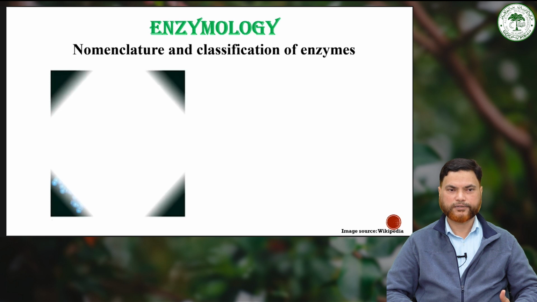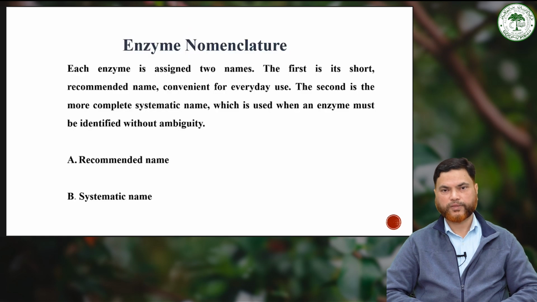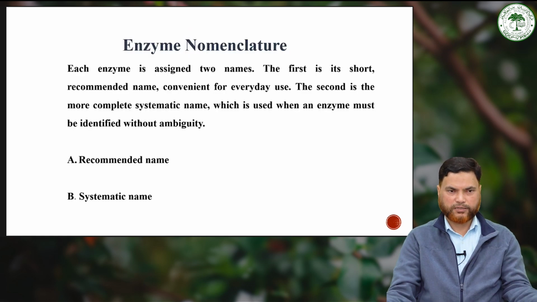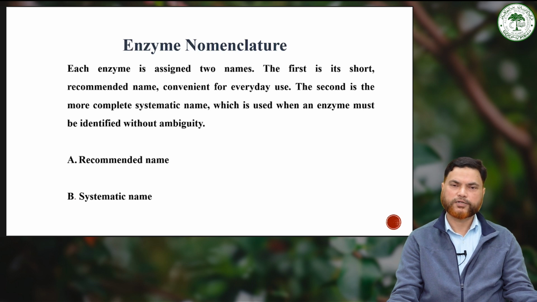So, you see that an enzyme is basically designated with two names. The first is a very concise recommended name suitable for generally daily use, and the second is a more detailed systematic name, utilized when precise identification of the enzyme is necessary. So now the question arises, what is the recommended name?